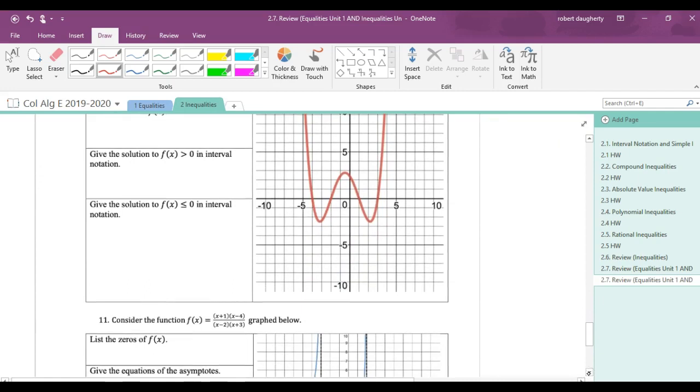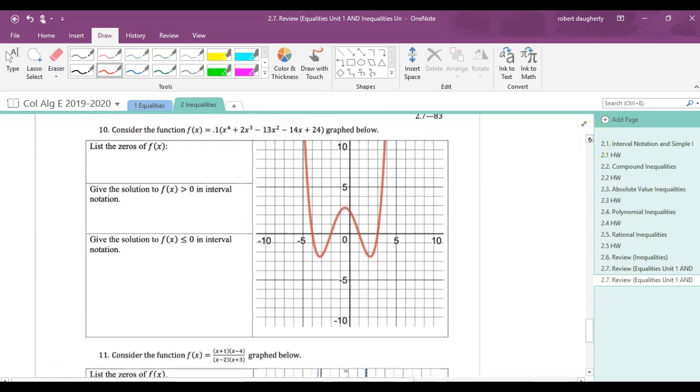Now we go to reading graphs of polynomials. So what are the zeros of this function? On your graph, you might want to mark them. They're 1, 2, 3, 4 zeros, or x-intercepts. These are points. They have coordinates. So that's negative 4, comma 0.